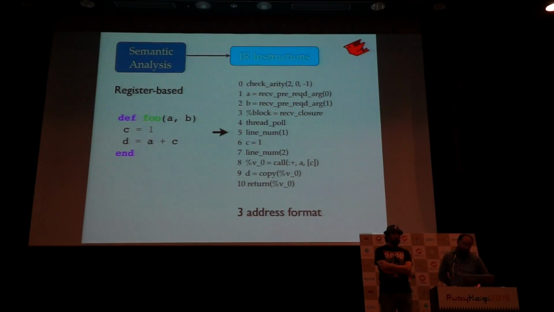We have special variables. On line 3, here we're receiving any block that's passed into the method. On line 5, we have a line number instruction. If we happen to go and throw or raise an exception, then we know which line number the error occurred on. Let's see. Line 8, we're calling the plus method on the receiver A and giving it the argument C, A plus C. This is a register-based design as opposed to YARV, which is a stack-based one. But I think it's pretty easy to read.